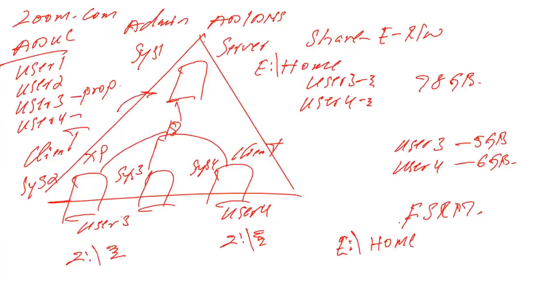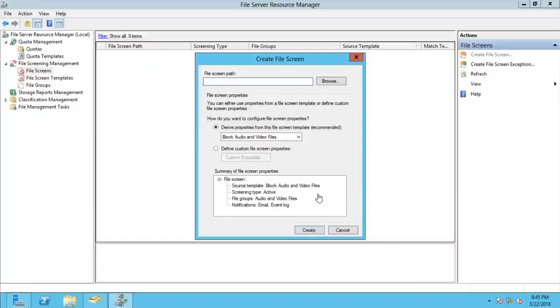Actually the user is storing data in the Z drive and we want the restriction there, but this drive's data is stored on the server in the E drive home folder. So this home folder, E:/home, is called the file screen path here. So write down file screen path dash E:/home. Maybe in your lab your drive letters and folder names are different; you have to give those.